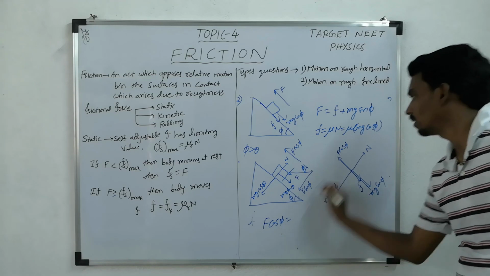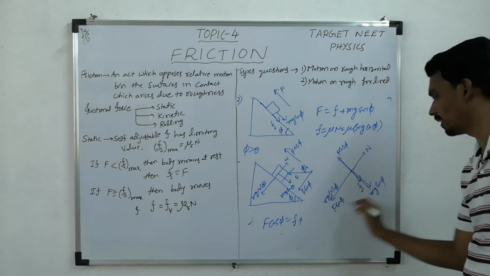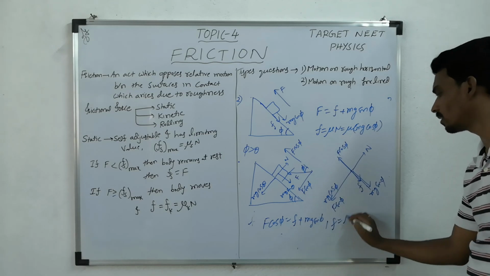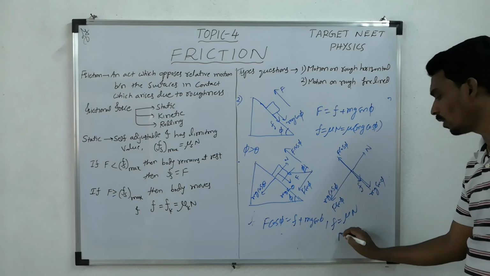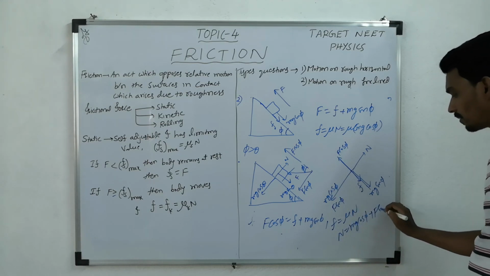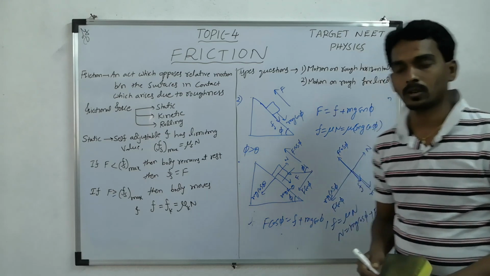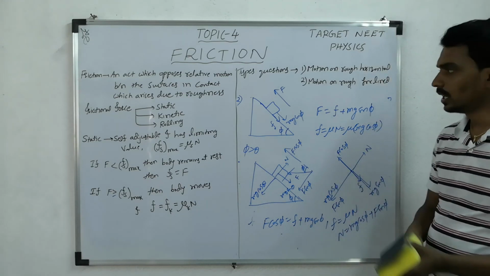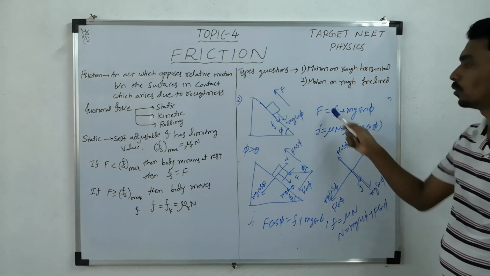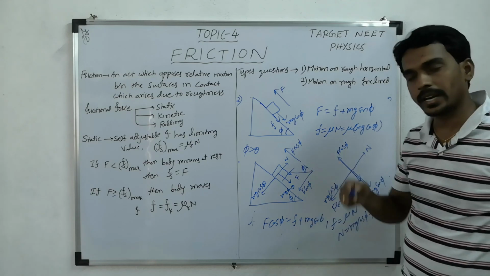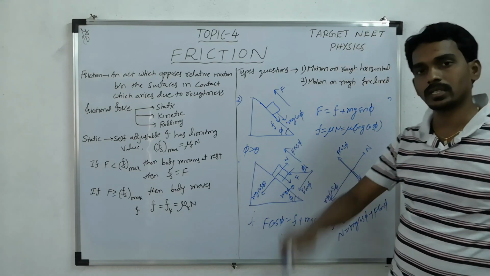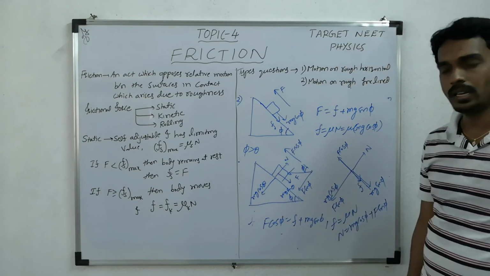Now F cos pi should be equal to f plus mg sin pi, where f equal to how much? Mu N. But what is N equal to here? Mg cos pi plus F sin pi. So please try to understand, here there is a difference. Here you are applying the force along the incline, so that this is the force required to move it up. But here you are trying to move it up, but you are applying the force along the horizontal. That's why there is a difference. So this is the way you need to understand.